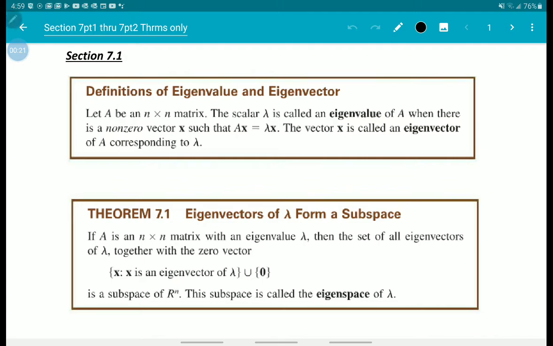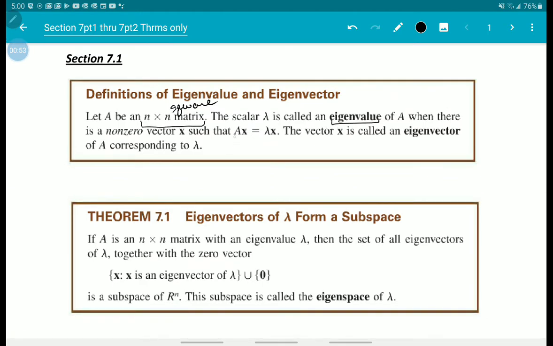Let A be an n by n matrix. I want you to notice first that this has to be a square matrix. The scalar lambda is called an eigenvalue of A when there is a non-zero vector x such that Ax is equal to lambda x. The vector x is called the eigenvector of A corresponding to lambda. So lambda is just a scalar value. It's just a plain old number, and that's called the eigenvalue.